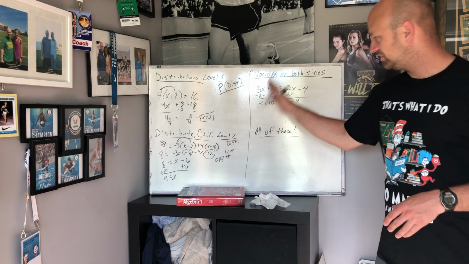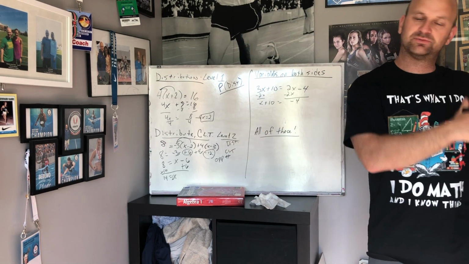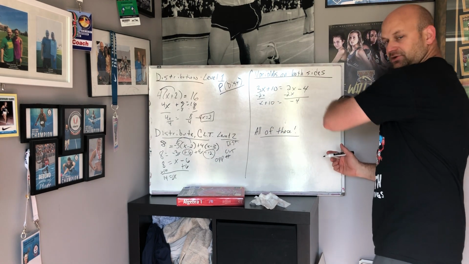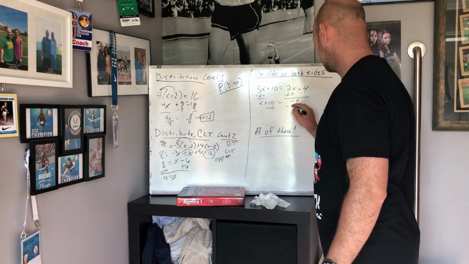Okay, now we have all the variables on this side. We need all the numbers on the other side. So we're going to do the opposite of that number to get it across. So we're going to subtract 10.